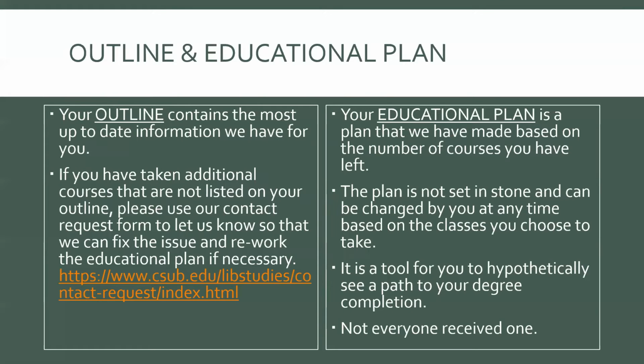All right, for the outline and educational plan, a little more in depth. Your outline contains the most up-to-date information that we have for you. Since we started emailing out the packets, we received a few emails saying, hey, I took this class over the summer, or this class is missing from my outline. If you know that you've completed another course somewhere else, we ask that you send official transcripts from that institution to CSUB admissions and records. If you have already done that, but it's still not reflecting on your outline, we're asking that you submit a contact request form through our Liberal Studies website. I've provided the link there.